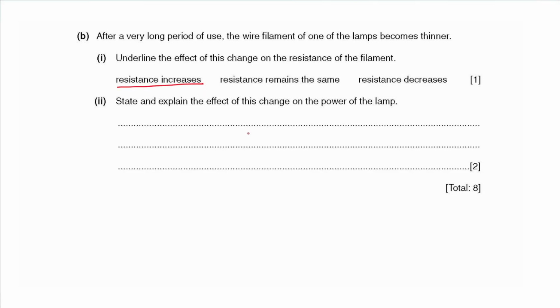Double I says state and explain the effect of this change on the power of the lamp. So the lamps were connected in parallel, so they have the same voltage. So we can use the equation of power is equal to V squared divided by R. So for the same voltage, the power and resistance are inversely proportional. So we say as resistance increases, the power decreases.